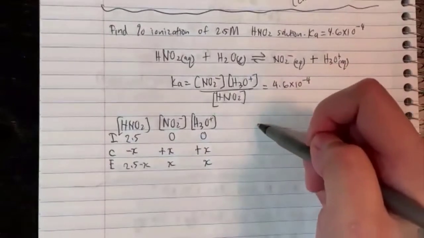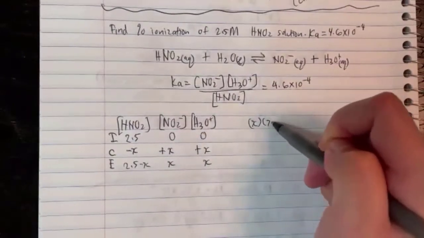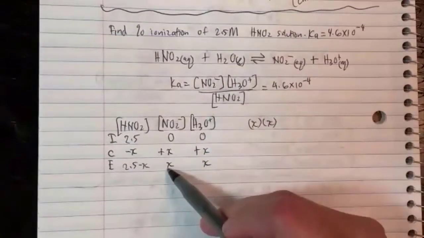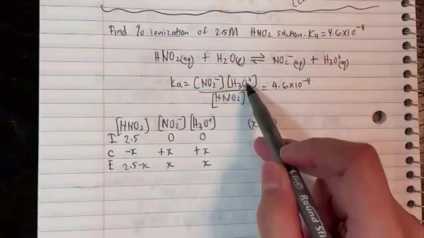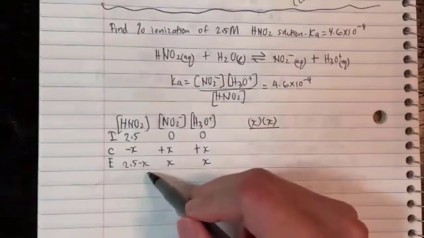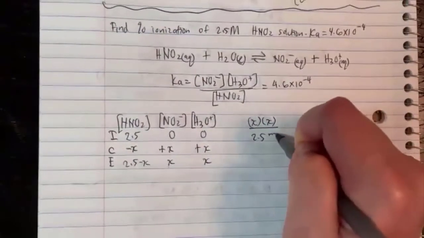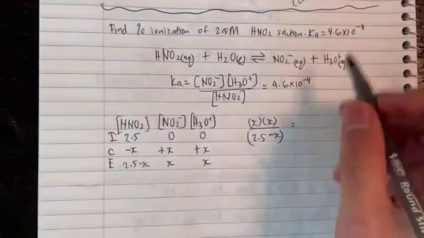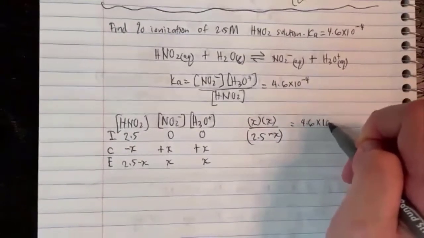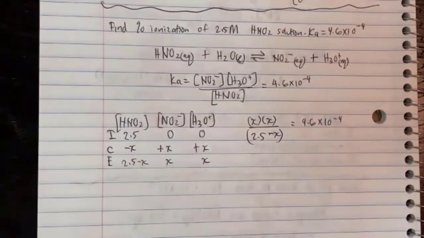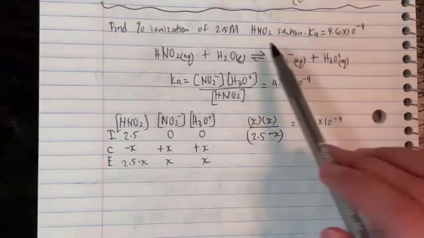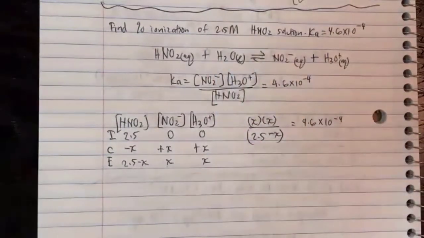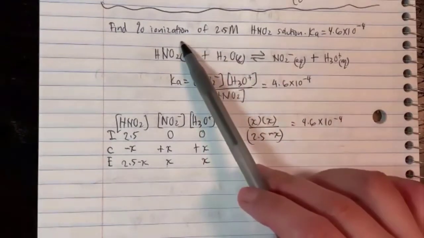And then I can set it up in my K formula, which is x times x in here. Okay, those guys here, NO2 is x, H3O is x, HNO2 is 2.5 minus x. Set that equal to 4.6 times 10 to the minus 4. Okay, now, once we have this, so I said Ka was really small, about 10,000 times smaller than that guy. Well, that's about 10,000 times smaller. It's close to it. Okay, so I'm going to go ahead and take my shortcut and we'll do the check step, which actually is a percent ionization anyway.